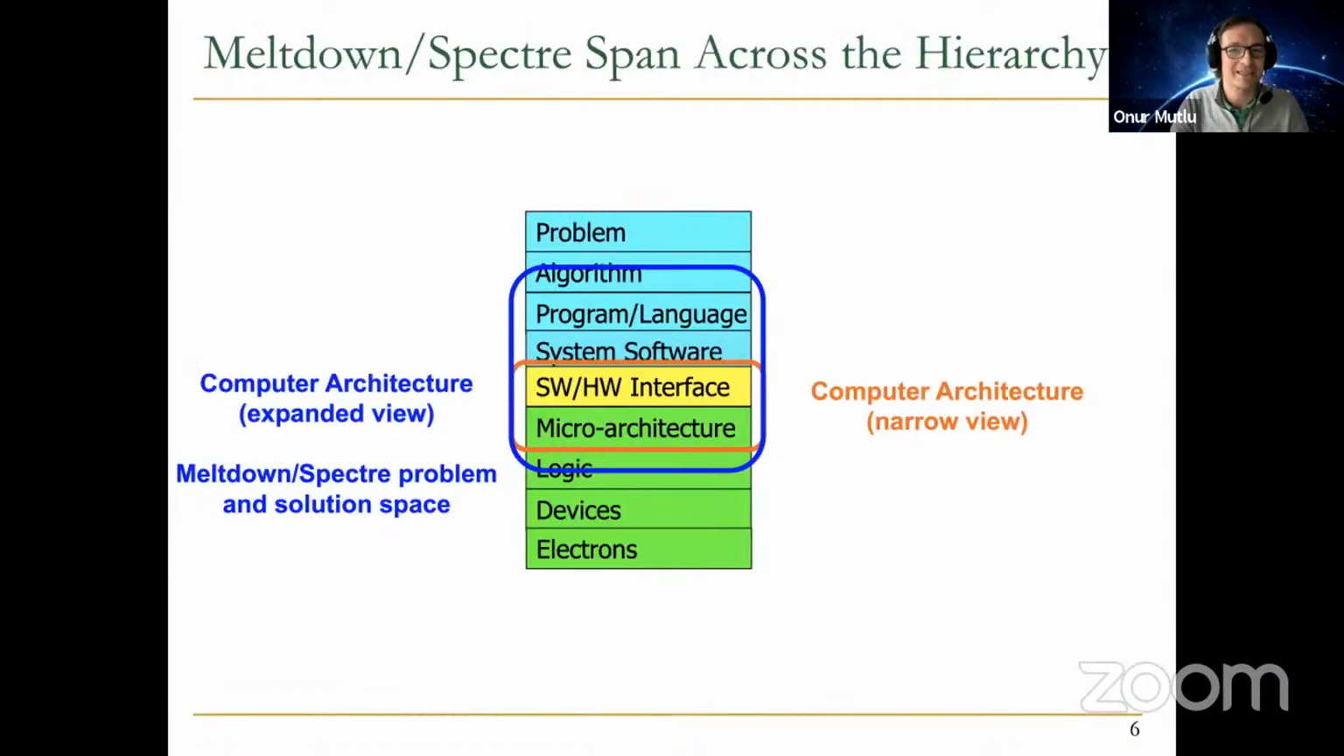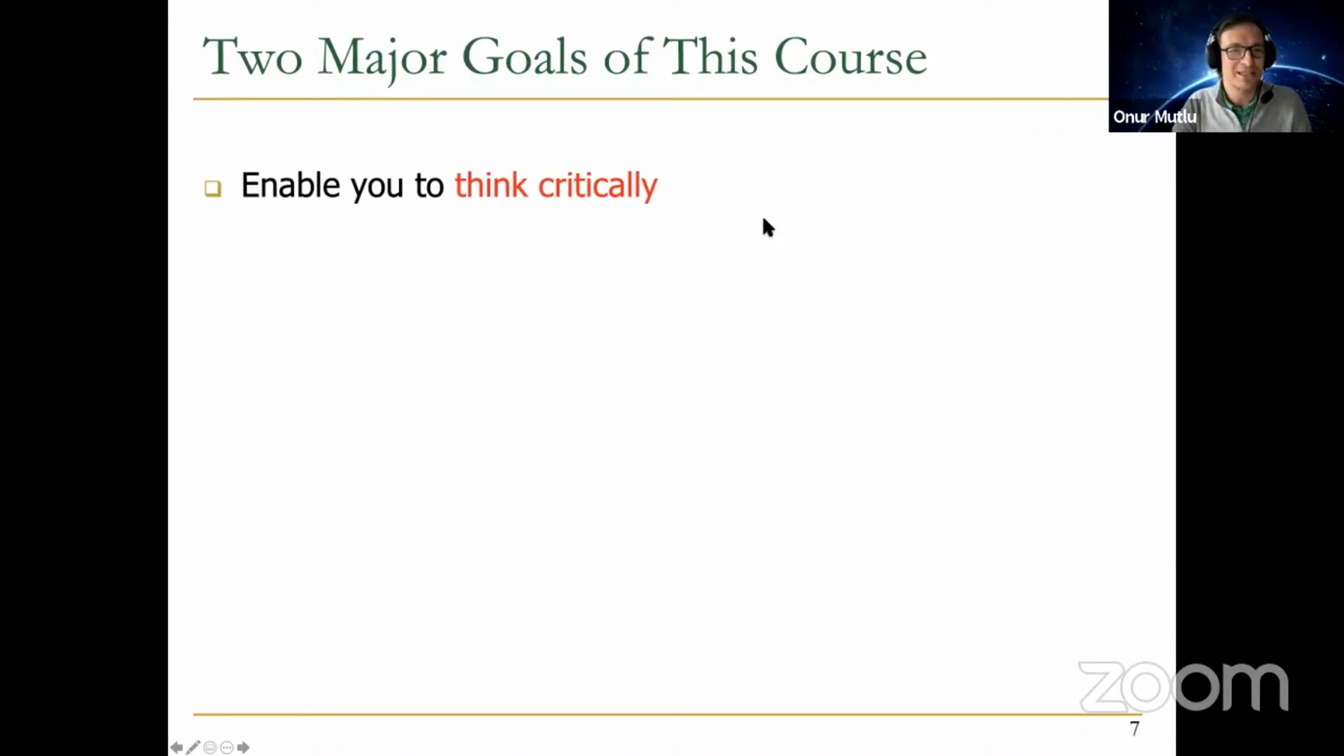We talked about how Meltdown and Spectre span across the hierarchy, and the solution space goes all the way from logic to potentially algorithms, actually. We also mentioned that two major goals of this course are to enable you to think critically so that you can question everything, hopefully. That's how progress happens, by questioning things as opposed to accepting things as they are, right? That's the fundamental definition of progress. If you don't question, you lose in the progress.